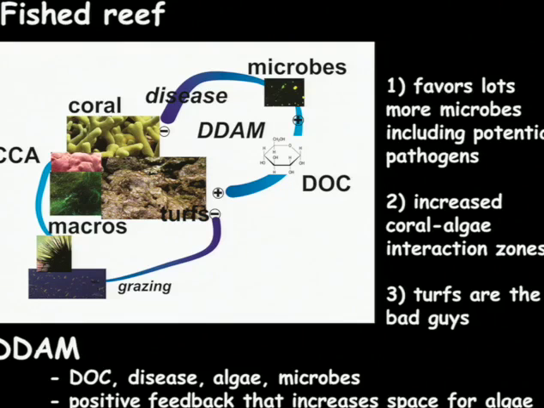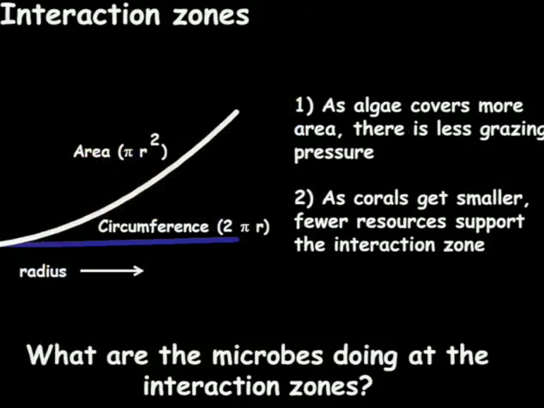And basically, the predictions are that we'll find more potential pathogens, which we do, on really large scales. And the other one is that we expect to see basically an increase in coral-algal interaction zones, which I'll show you why that matters.